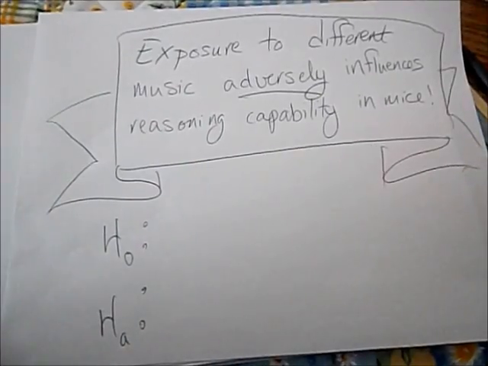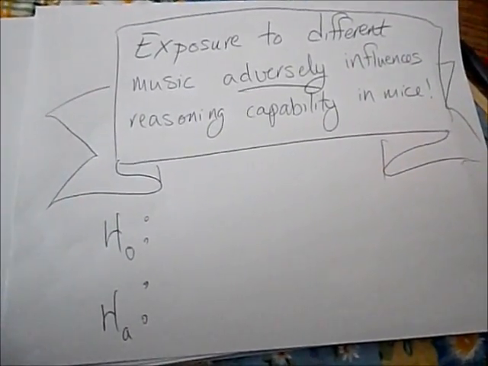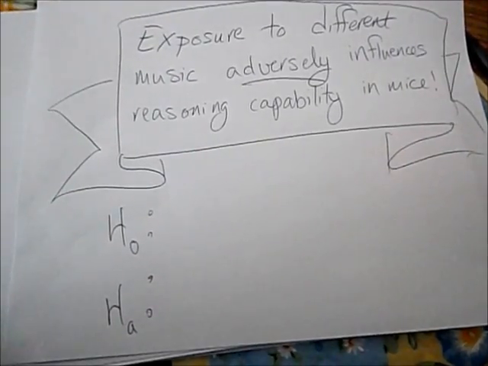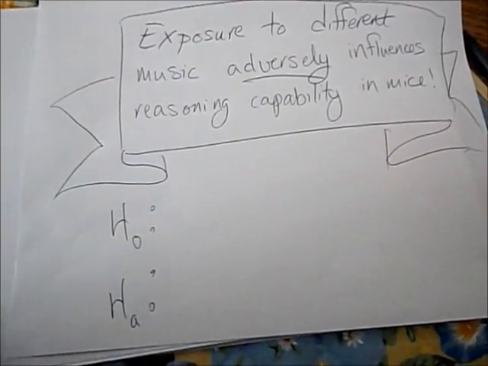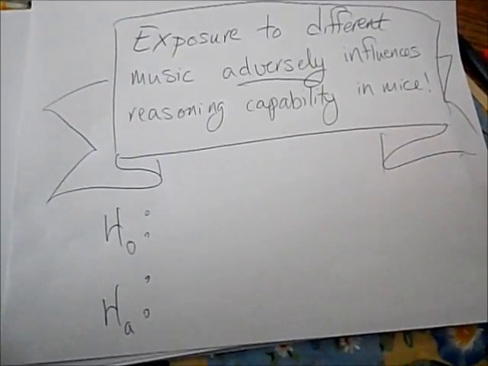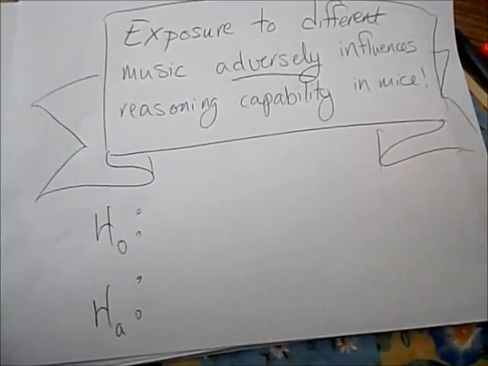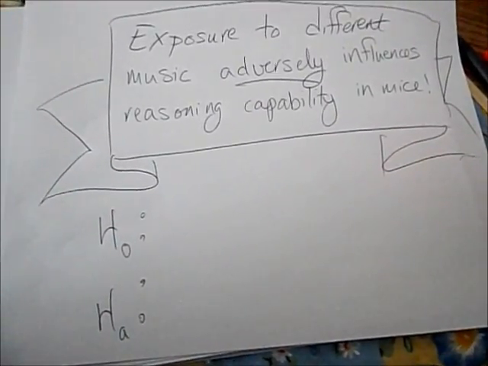Here's a very related example. Exposure to different music adversely influences reasoning capability in mice. All right, we can use pretty much the same experiment. The only difference really is going to be that our null hypothesis has to take care of everything that's not adverse. So that means the ones that had no change and the ones that got better.